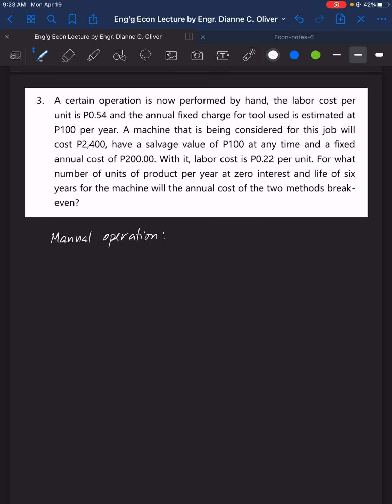So the fixed charge is 100 pesos per year. The labor cost is 0.54 per unit. So for the break even, let's call it N. Okay, so that's all for the manual operation. Let's go for the machine operation.